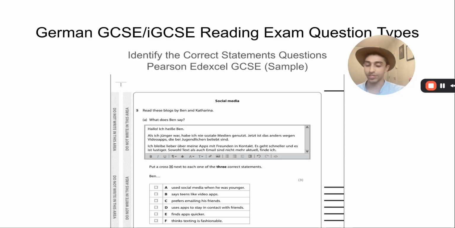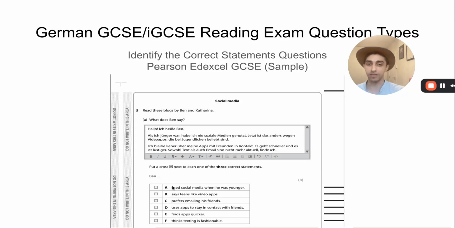Just to give you an example of how elimination can work as well and how useful it can be, if we look at sentence A, that says, Ben used social media when he was younger. However, it says right near the start, als ich jünger war, habe ich nie soziale Medien genutzt, which means when I was younger, I never used social media. So that actually tells us that he never used social media when he was younger, and therefore sentence A must be wrong.